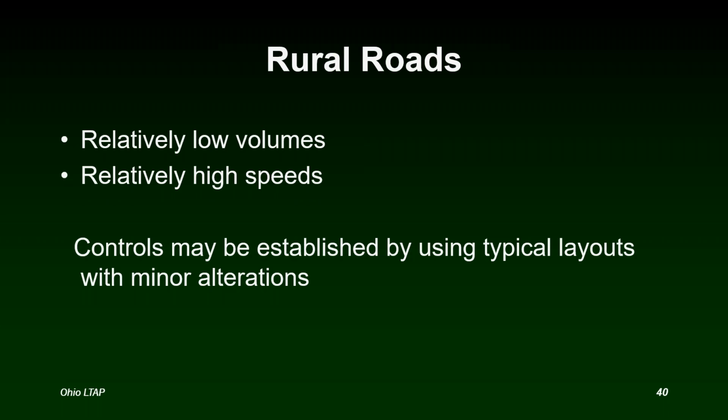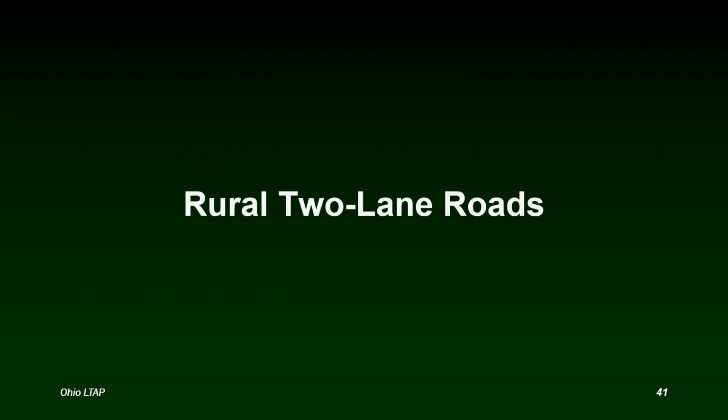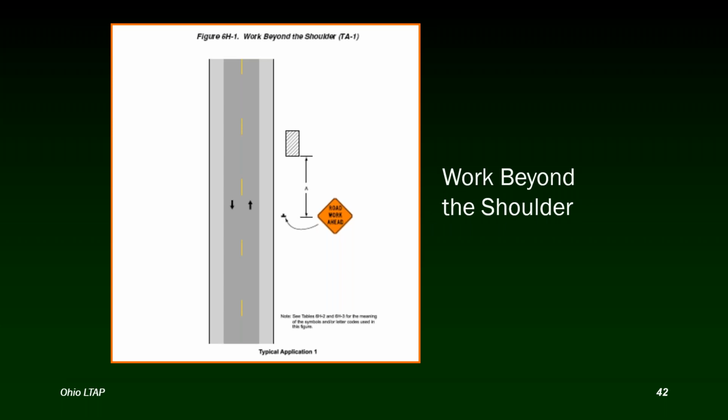The characteristics tied to rural roads are that they usually have relatively low volumes, but relatively high speeds. We learned in the first session or two that high speed means 45 miles per hour or higher. A lot of township roads definitely fit this situation. Low volumes, but most of the time, legally, even if there's no signs, the legal speed limit on a township road is 55 miles per hour. So controls may be established by using typical layouts with minor alterations. Let's take a look at some of these typical applications that are tied to rural two-lane roads.